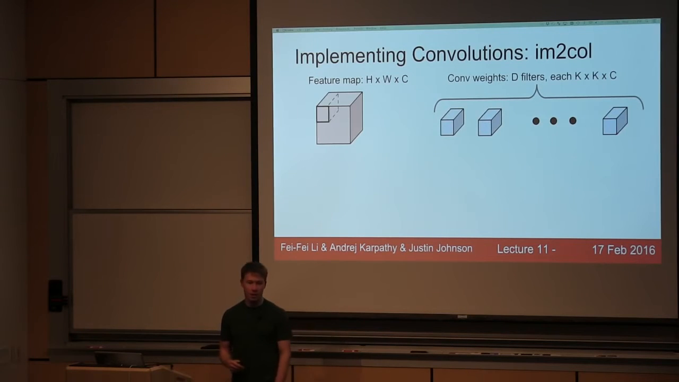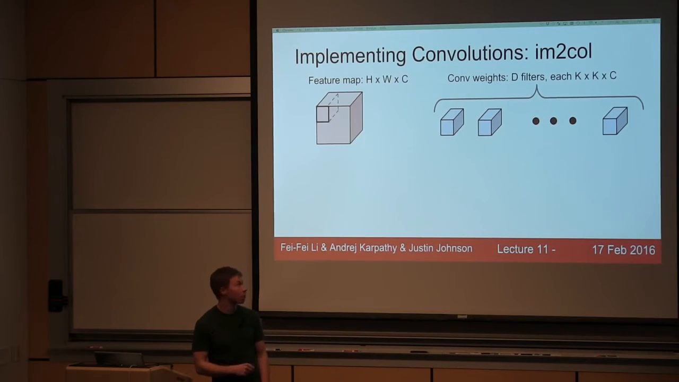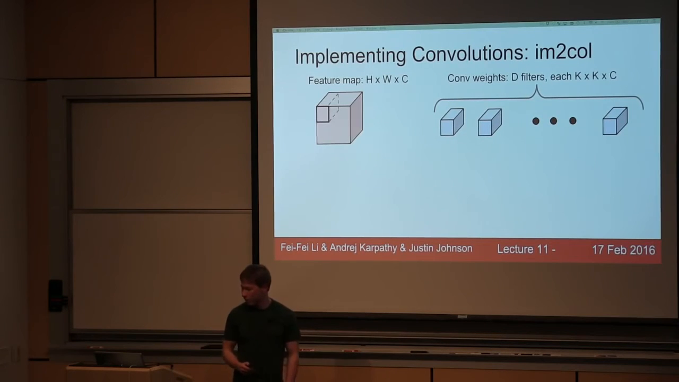So the idea is that we have an input volume that's h by w by c, and we have a filter bank of convolutional filters. Each one of these is going to be a k by k by c volume. So it has a k by k receptive field and a depth of c to match the input. And we're going to have d of these filters. And then we want to turn this into a matrix multiply problem.